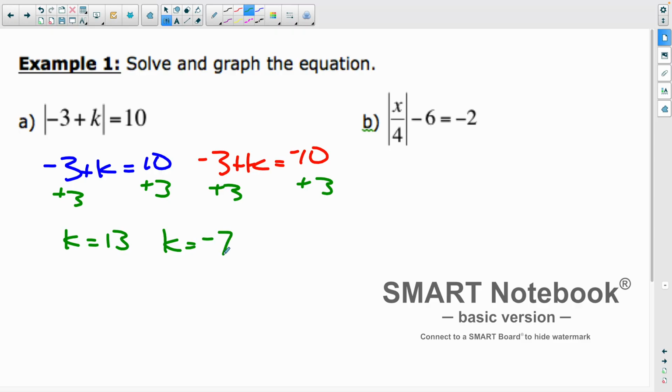Now you notice I didn't find an answer and just make it a negative, right? It's not 13 and -13. It could be, but I'm going to separate them into the two equations and solve both equations. So 13 and -7 are my answers.